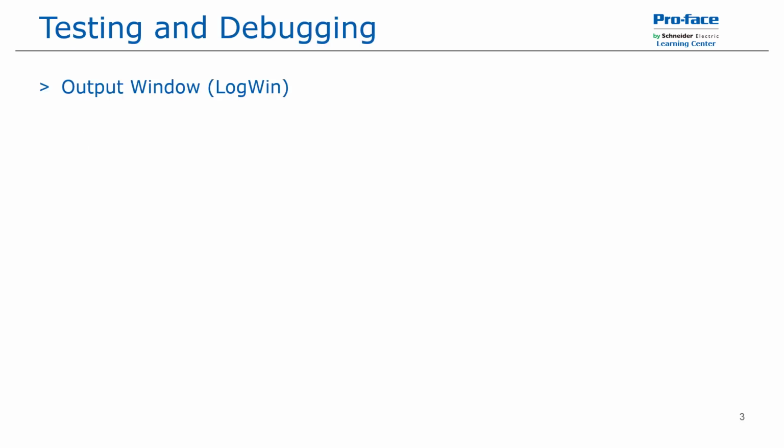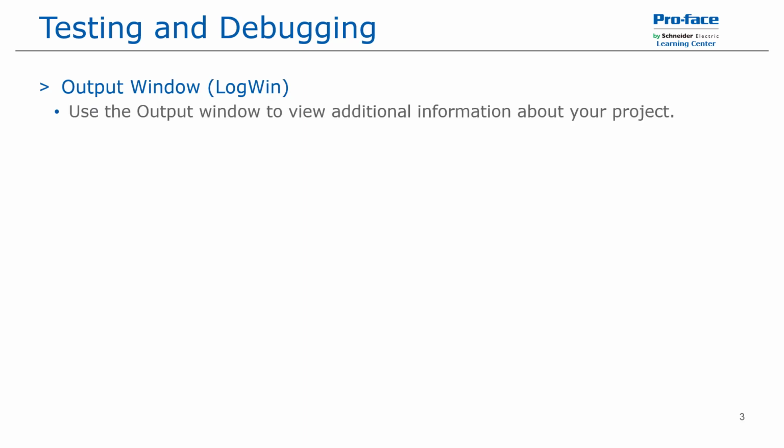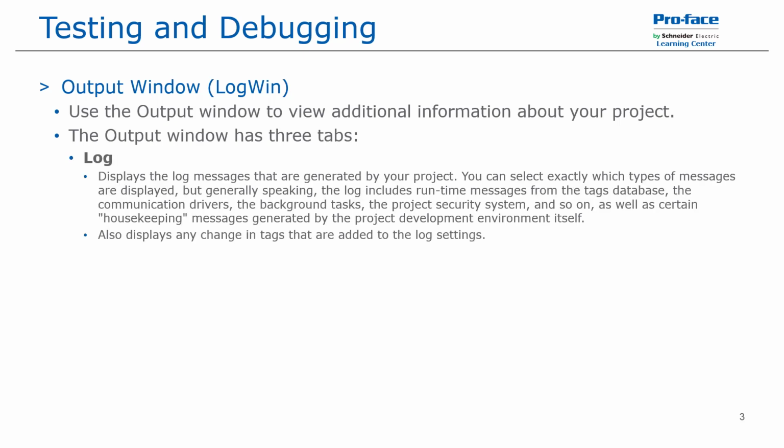The first utility we are going to look at is the output window or LogWin. We can use the output window to view additional information about your project. In this output window, we have three tabs. The log tab, which displays the log messages that are generated by your project, and you can select exactly which type of messages are displayed, but generally they are usually logs that include communication driver or error messages, information when connecting to a database, or housekeeping messages generated by the project development environment itself. Also, it can display any change in tag values that are added to the log settings.